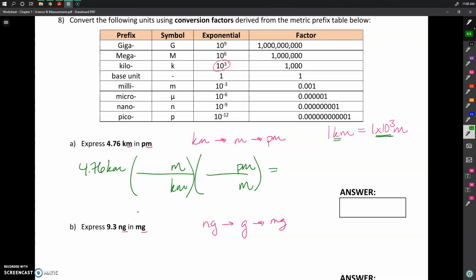Now this equivalence statement has the unit that we desire in this conversion factor and the unit that we're starting with. So it has the kilometers and it has the meters. All I have to do now is recognize what number is associated with each unit. I have a 1 associated with the kilometer, which means that on the bottom here I should have a 1. And I have 1 times 10 to the third associated with the meters, so on the top here I have 1 times 10 to the third.